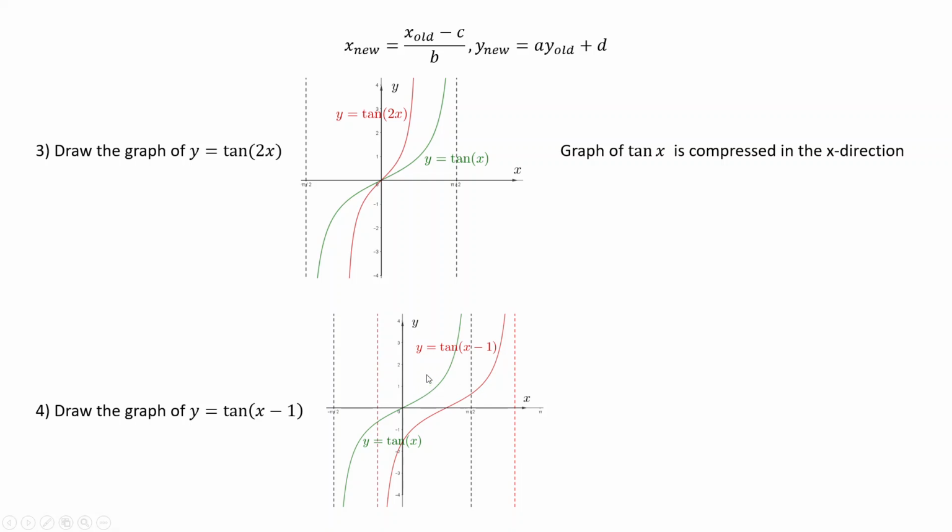Same graph, same appearance. Even the asymptotes are shifted to the right by an amount equal to 1. What's the x value here? Pi half plus 1. That's the idea.